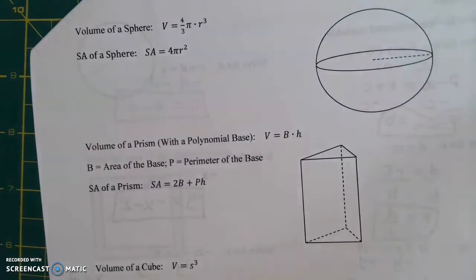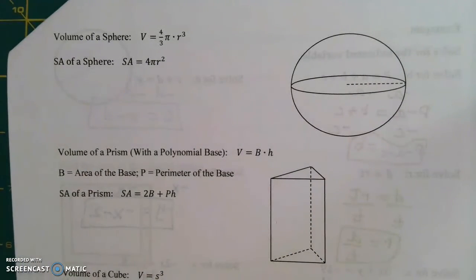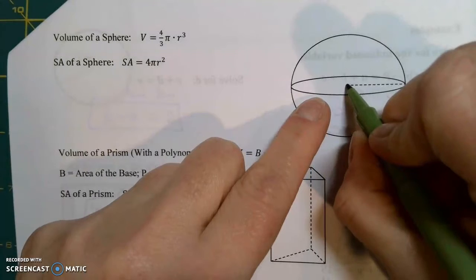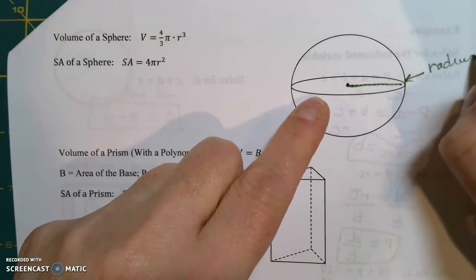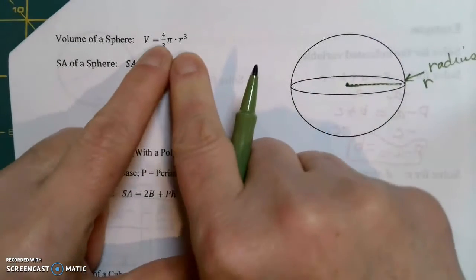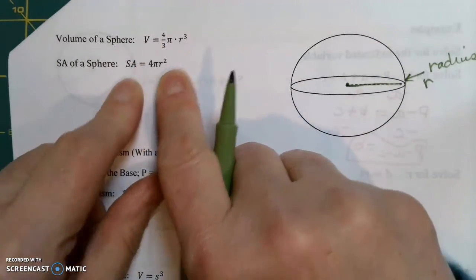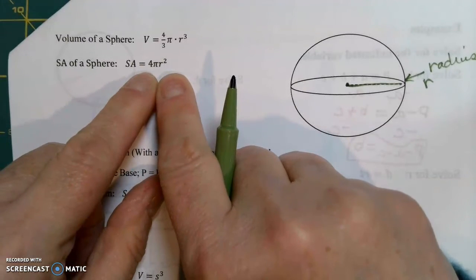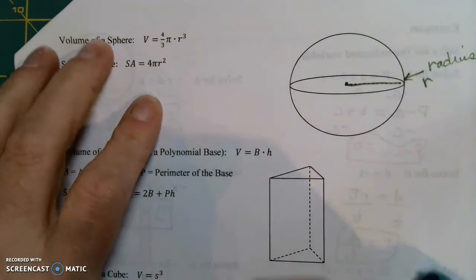The other thing that will show up in ALEKS is a sphere. So the volume of a sphere has a very special formula. Now spheres only have one measurement that we're concerned about, and that is this radius. That is the radius here. If you have that, you can easily figure out the volume by plugging it into this formula. And same thing with surface area. We can plug it into this formula and we would get the surface area if I wanted to cover that sphere with paint or something.